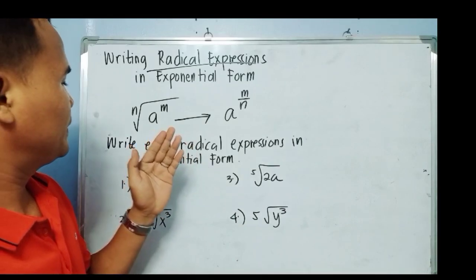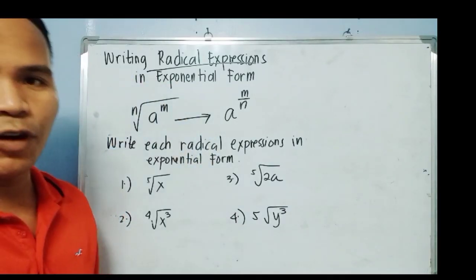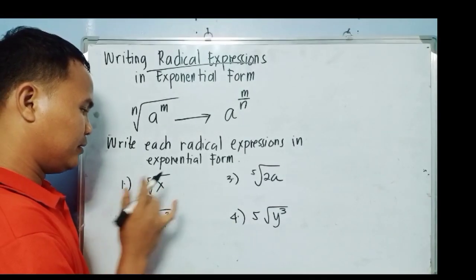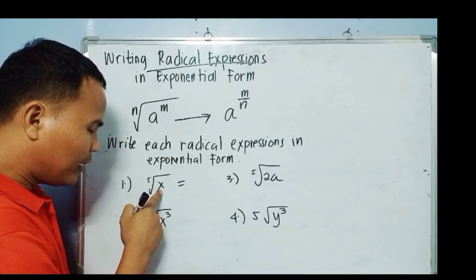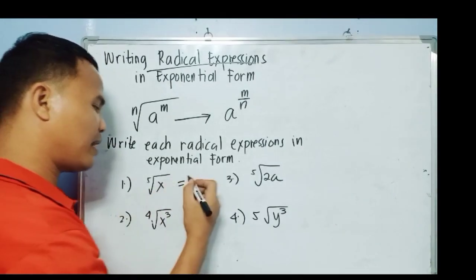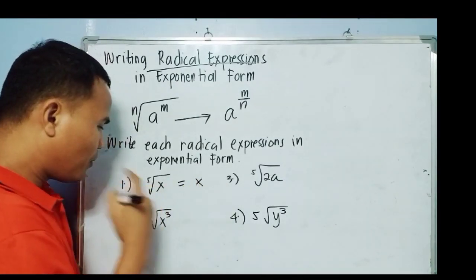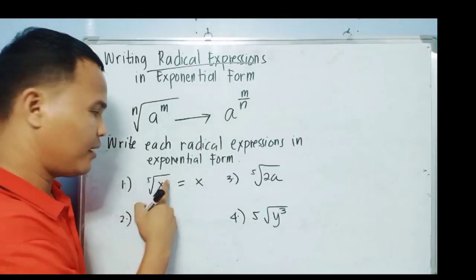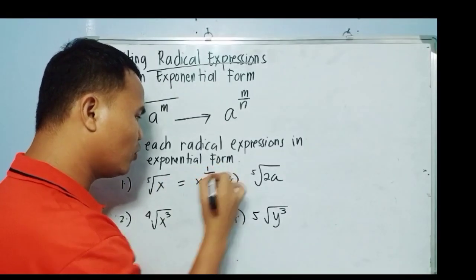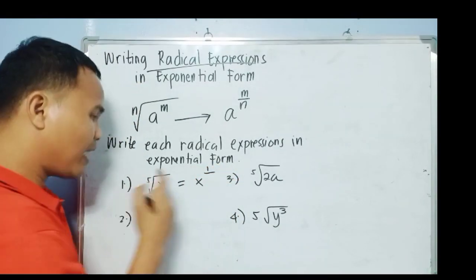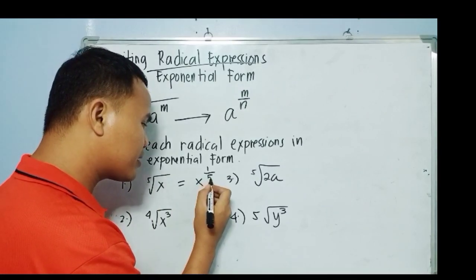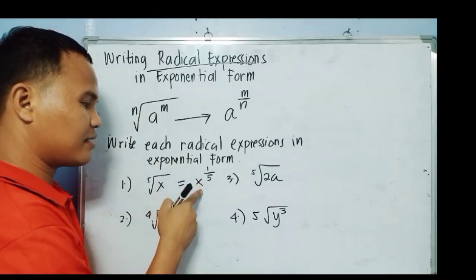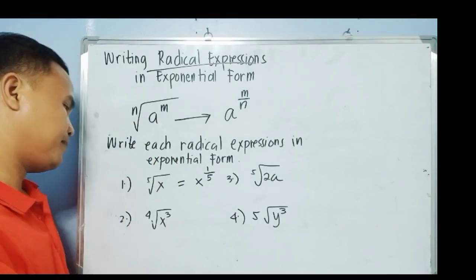Let us have an example of writing radical expressions in exponential form. First one, this is the fifth root of x. So by writing, our base or the radicand is x, so we write here x. What is the exponent of x? Kung walay nakita nga number, automatic siya nga 1. So we have 1 over, what is our index? The index is 5. So our denominator is 5. So therefore, the fifth root of x is equal to x raised to the power of 1/5.